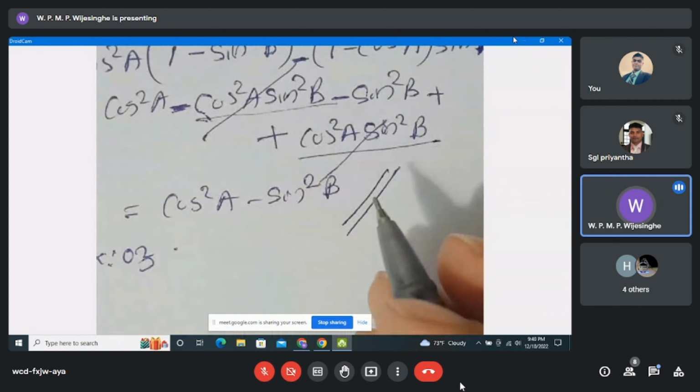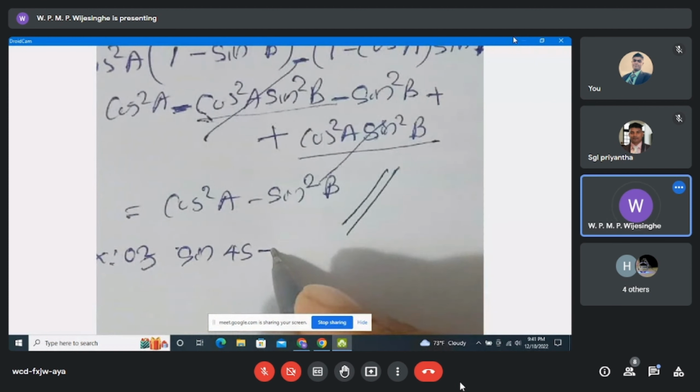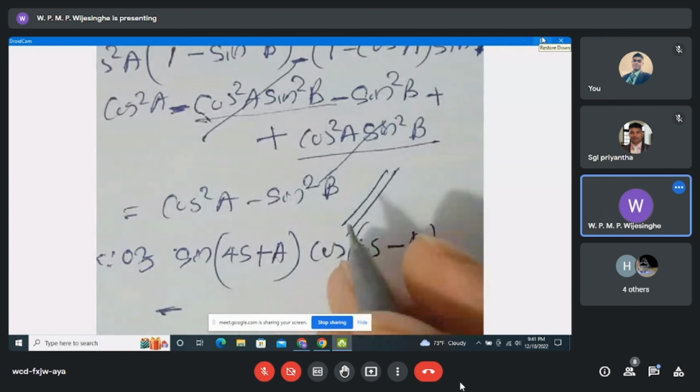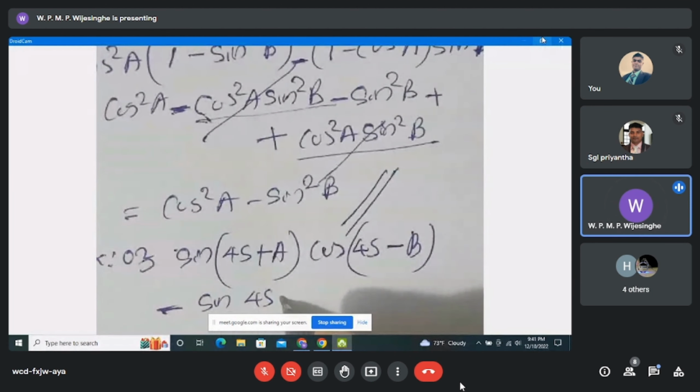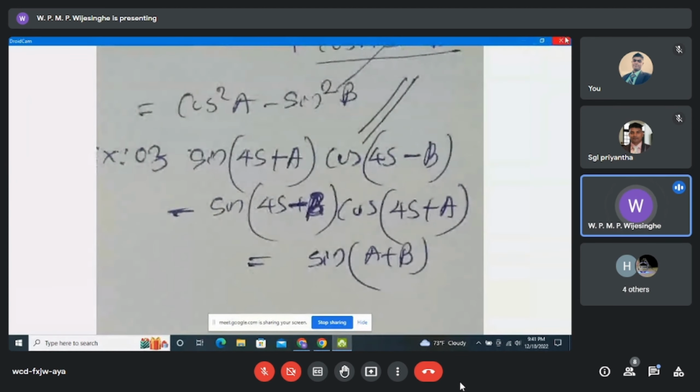Three. Sin(45 plus A) cos(45 minus B) minus sin(45 minus A... B) cos(45 plus ...) equals sin(A plus B). Here it is B.